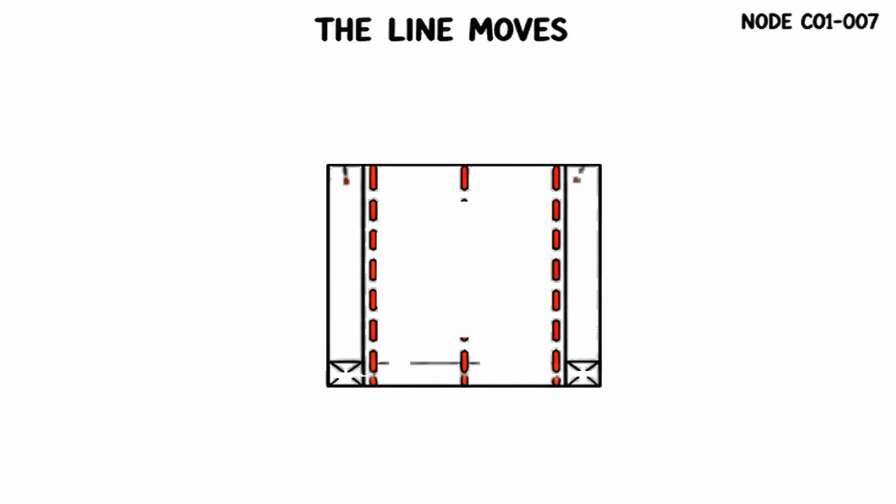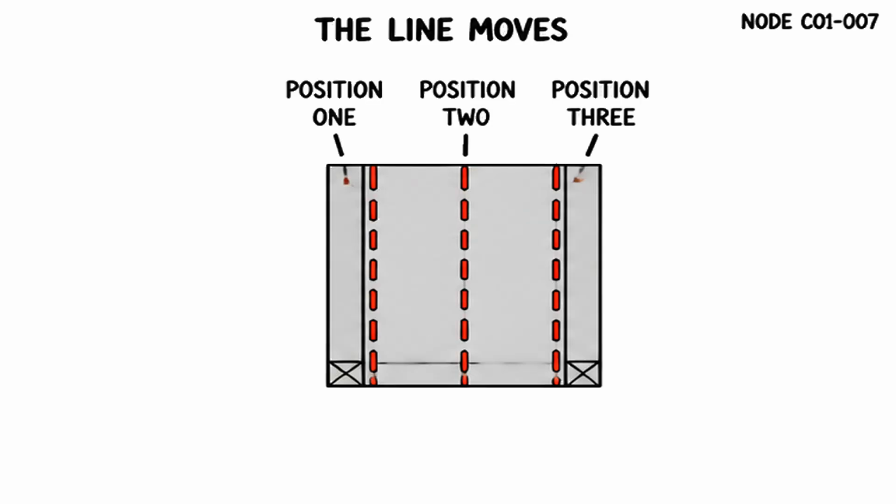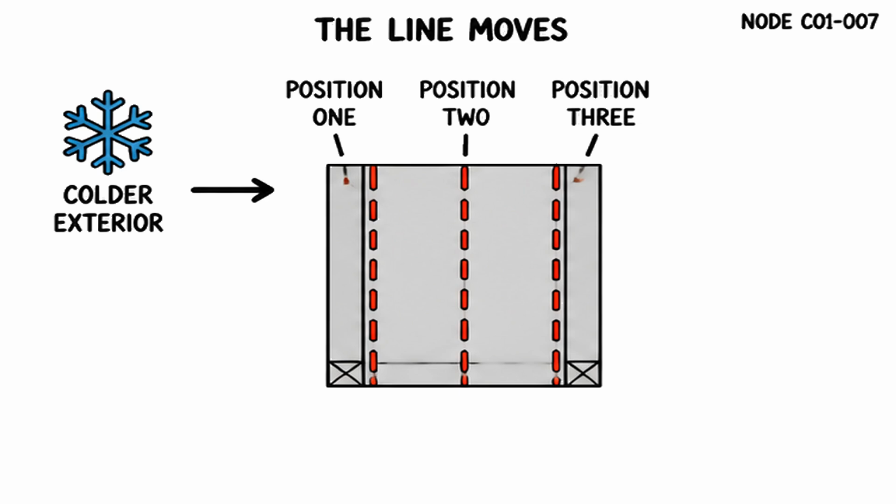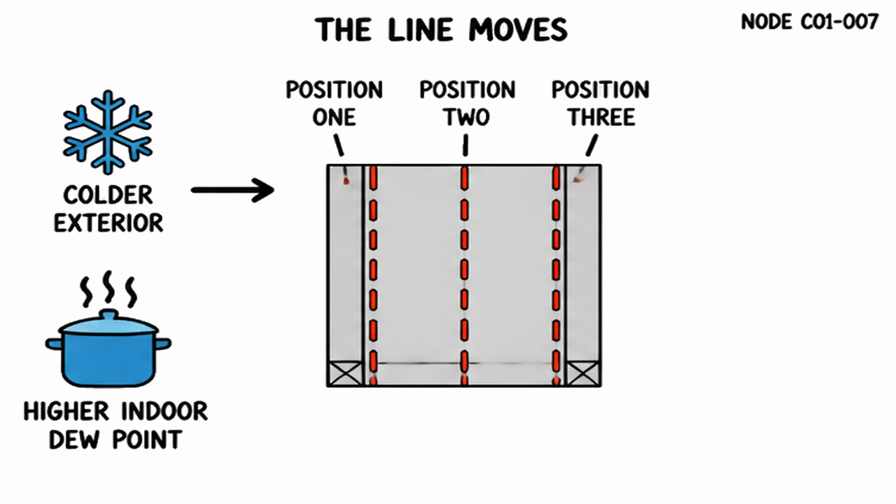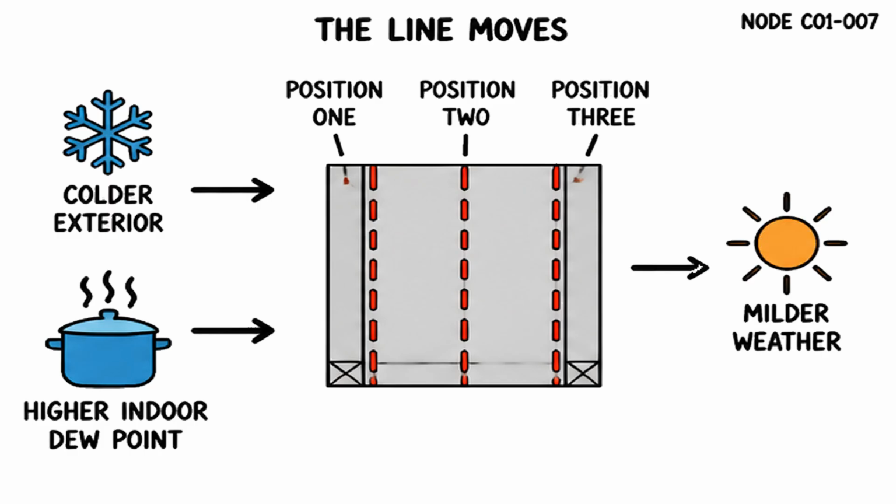The dew point plane moves with conditions. A colder exterior slides it inward. A higher indoor dew point also slides it inward. Milder weather can push it out of the assembly entirely. The line is never fixed.